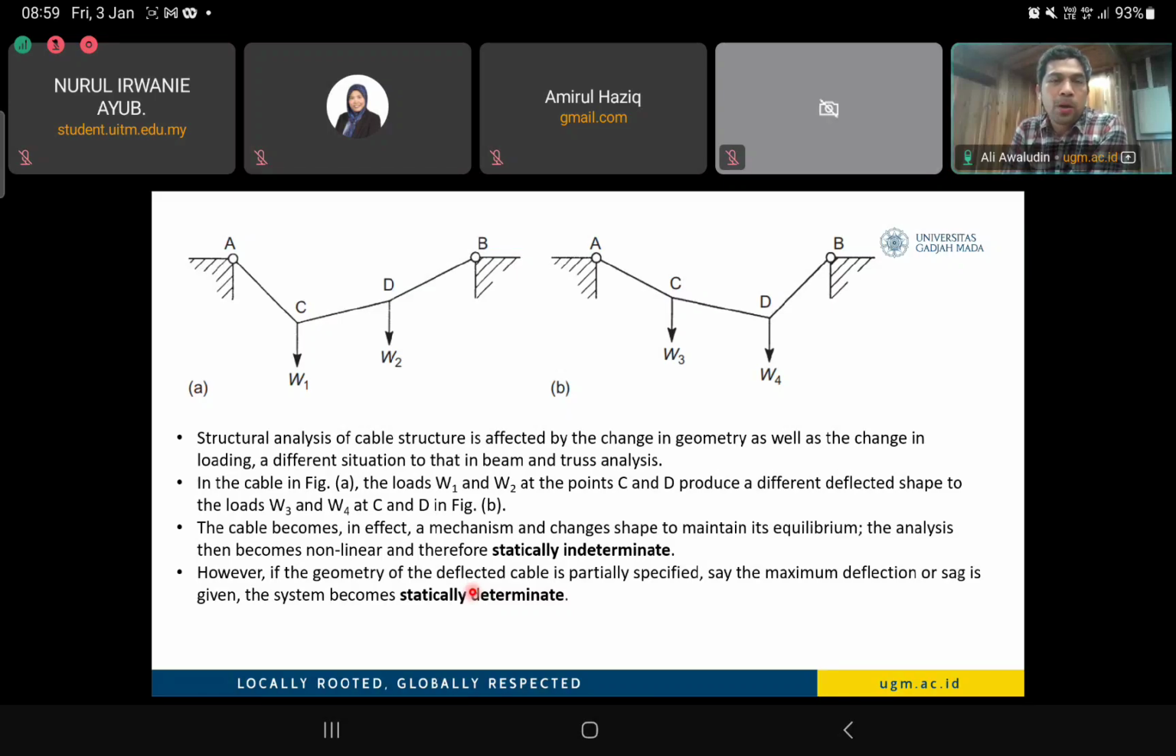So as I mentioned before, usually we're lacking an equation to solve the several unknowns, then it becomes a statically indeterminate analysis. But when we understand the configuration of the sagging, of the deflection after the loading is applied, then it becomes statically determinate. So later on, I'll show you the example.